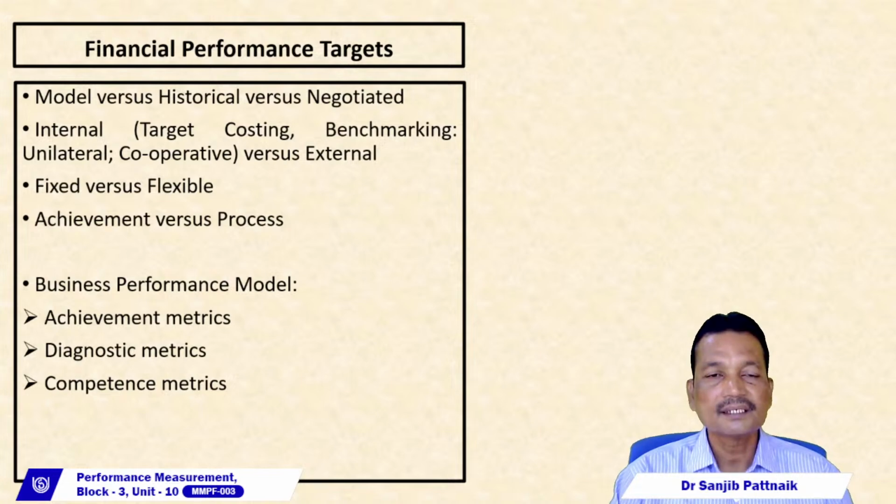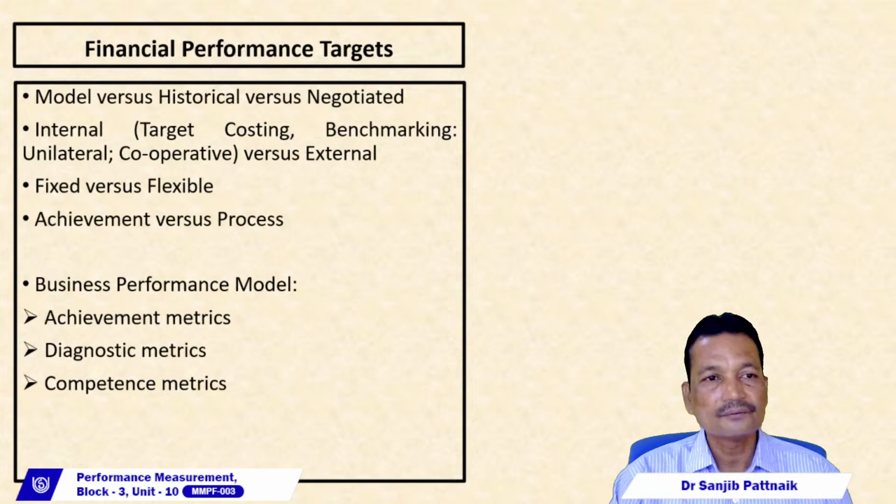The last one is negotiated performance targets. This is one of the widely used. The management, that means top to bottom, they all try to put their head in and think about the performance target for the next forthcoming period. That means there is a negotiation between the different levels of management for the forthcoming future year. That is called as negotiated performance target.